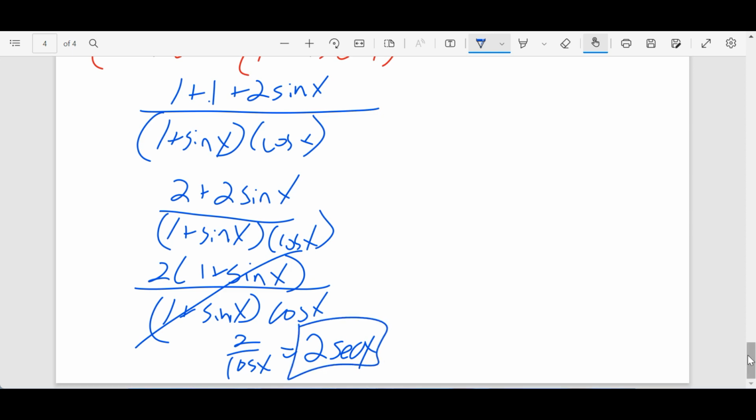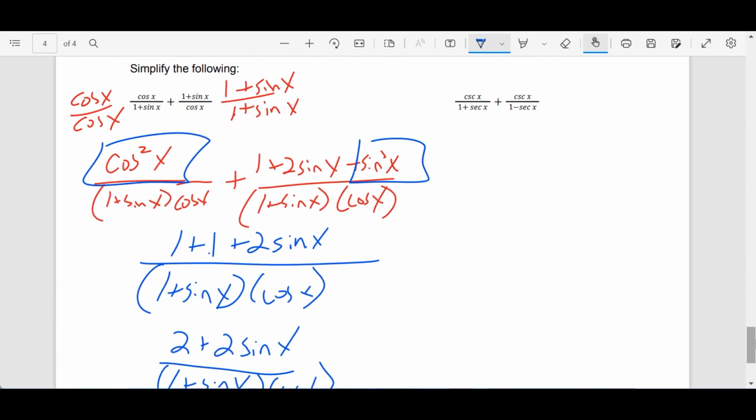Now let's do the other one, and then we'll call it quits. Once again, common denominator. So I'm going to multiply the top and the bottom over here by 1 plus secant x, and over here, 1 minus secant x. Which is going to get you a denominator. If you FOIL the denominator, it's going to be the same thing.